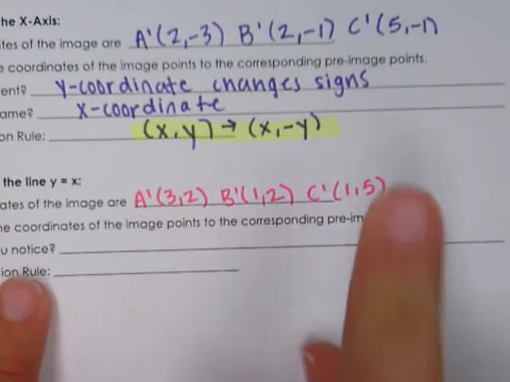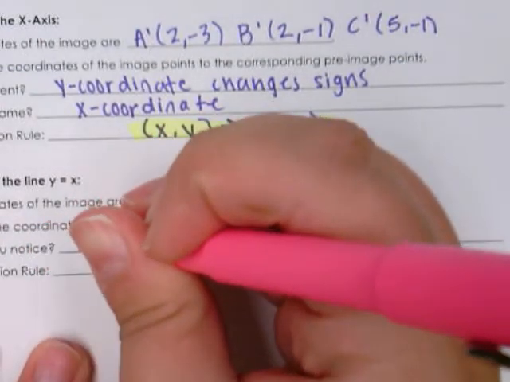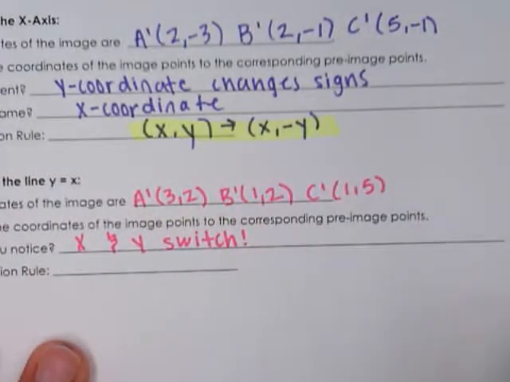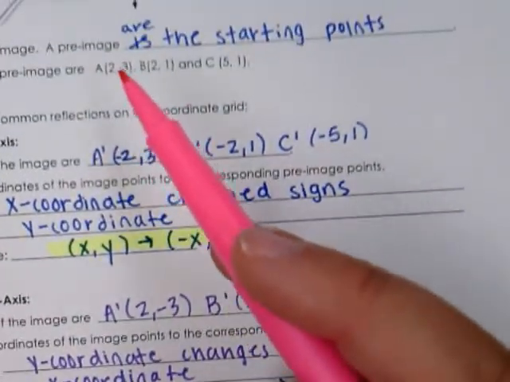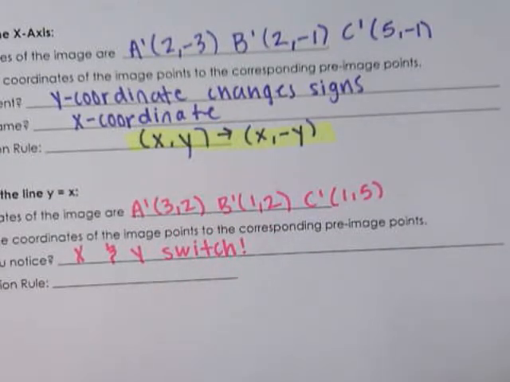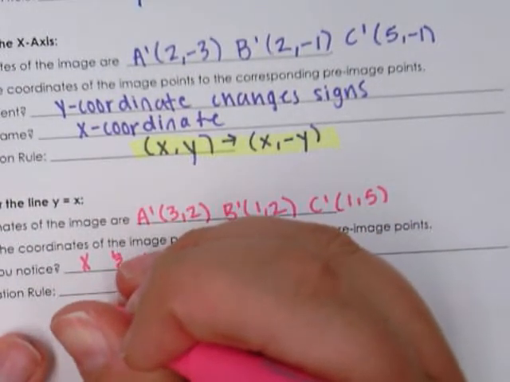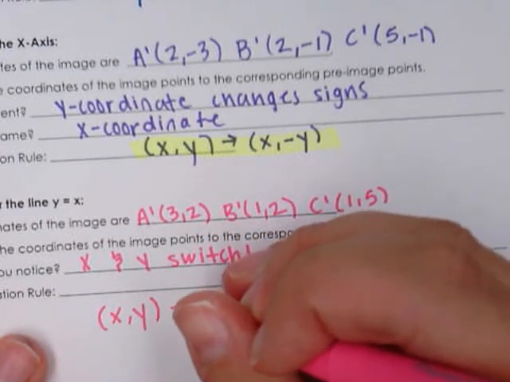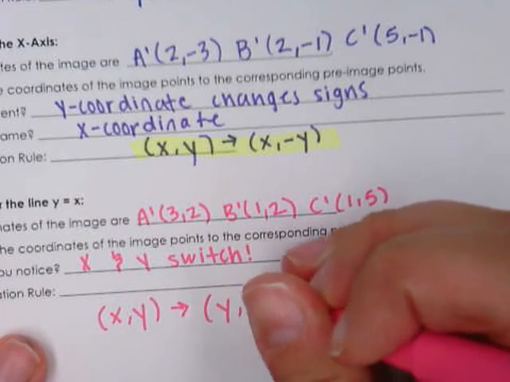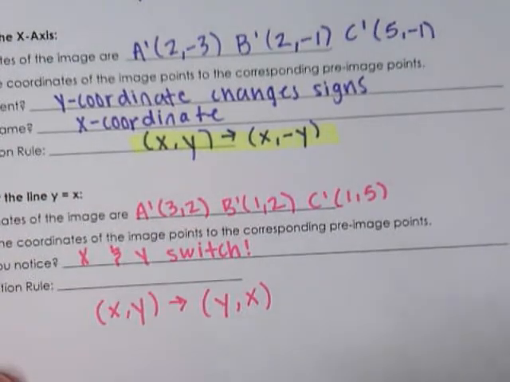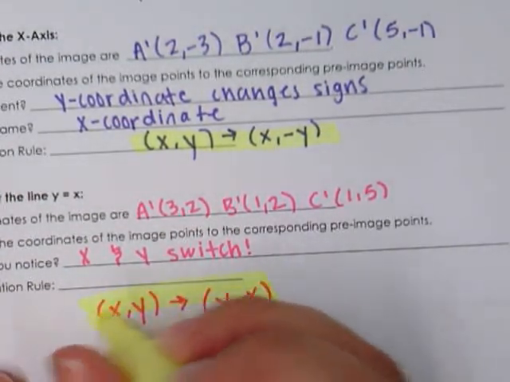What do you notice? X and Y switch, right? The X before was 2 and Y was 3, and now X is 3 and Y is 2. Nothing changes signs, they just switch their order. So for the transformation rule for this one, we get the original pre-image x, y becomes y comma x. They just switch their order. So this one is also important as well.